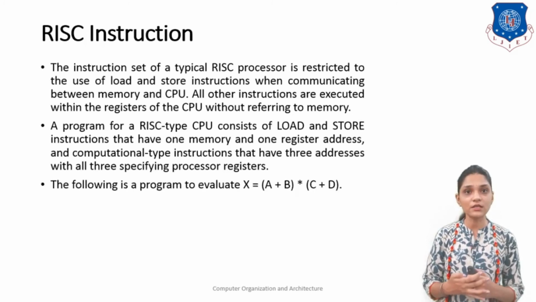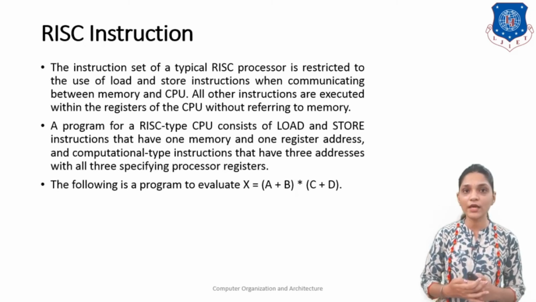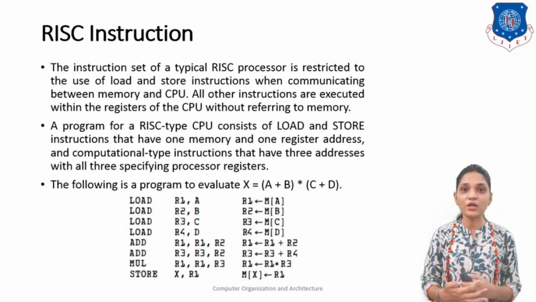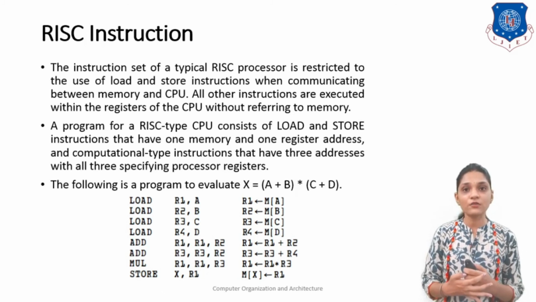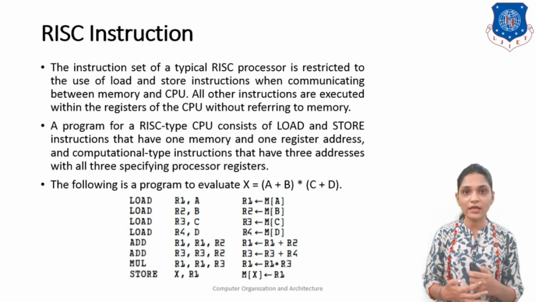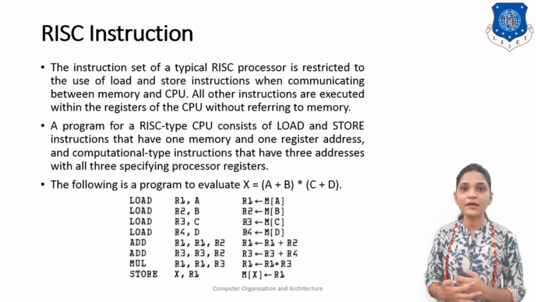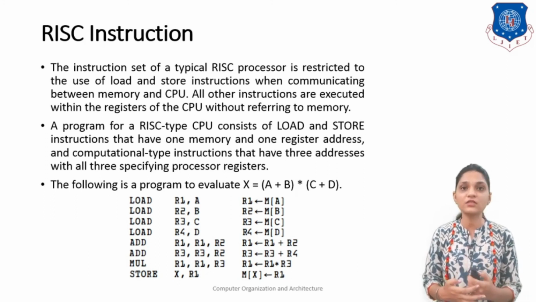So let me see the same program, X equals (A plus B) into (C plus D). Here we can load and store only with memory content. So the instructions will be like this: LOAD R1, A. This instruction will load the content of memory location A into register R1. Then LOAD R2, B; LOAD R3, C; and LOAD R4, D. These four instructions will load the contents of A, B, C, and D into the processor registers R1, R2, R3, and R4.